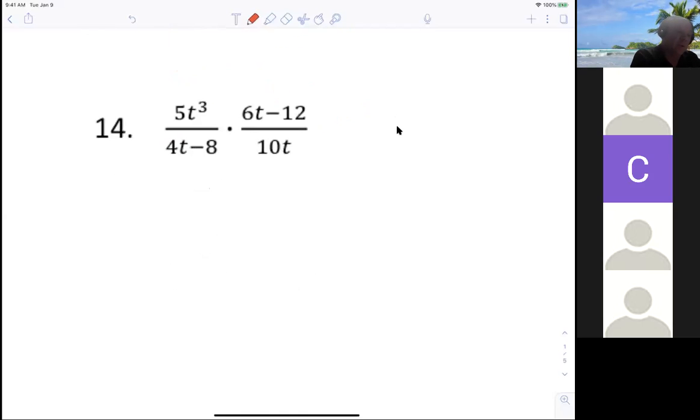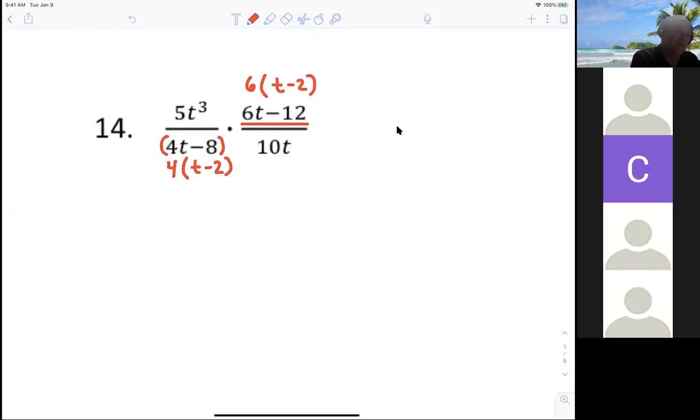Now, again, always we want to try to factor first. So the first thing I notice is 6t minus 12 has a common factor. That common factor is a 6. And then you factor out the 6, you're left with t minus 2. Okay? Now, the bottom left, there's a factor of 4, GCF 4. Factor out a 4, t minus 2. Is everybody okay with that?